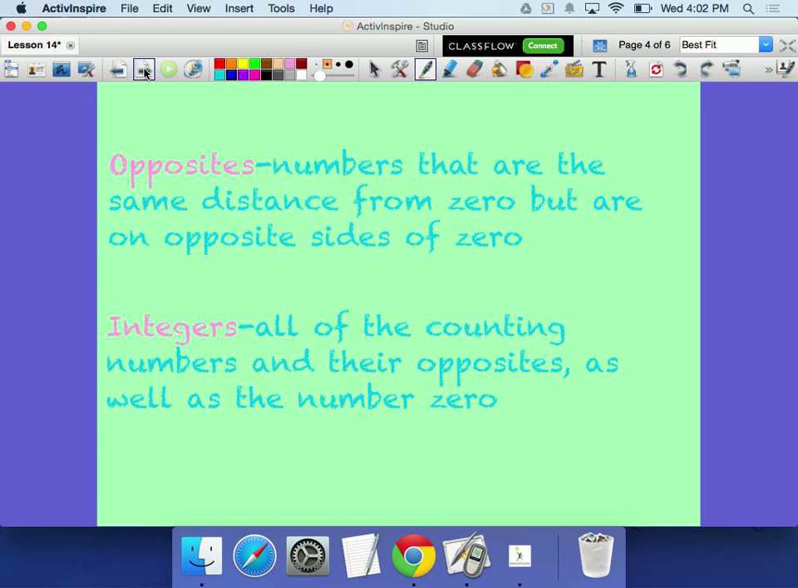Okay. Now, integers. Integers are all of our counting numbers, 1, 2, 3, 4, 5, and so on. They're opposites, so negative 1, negative 2, negative 3, negative 4, negative 5, and so on, as well as 0. So basically, all of our whole numbers, positive, negative, and 0, are called integers.